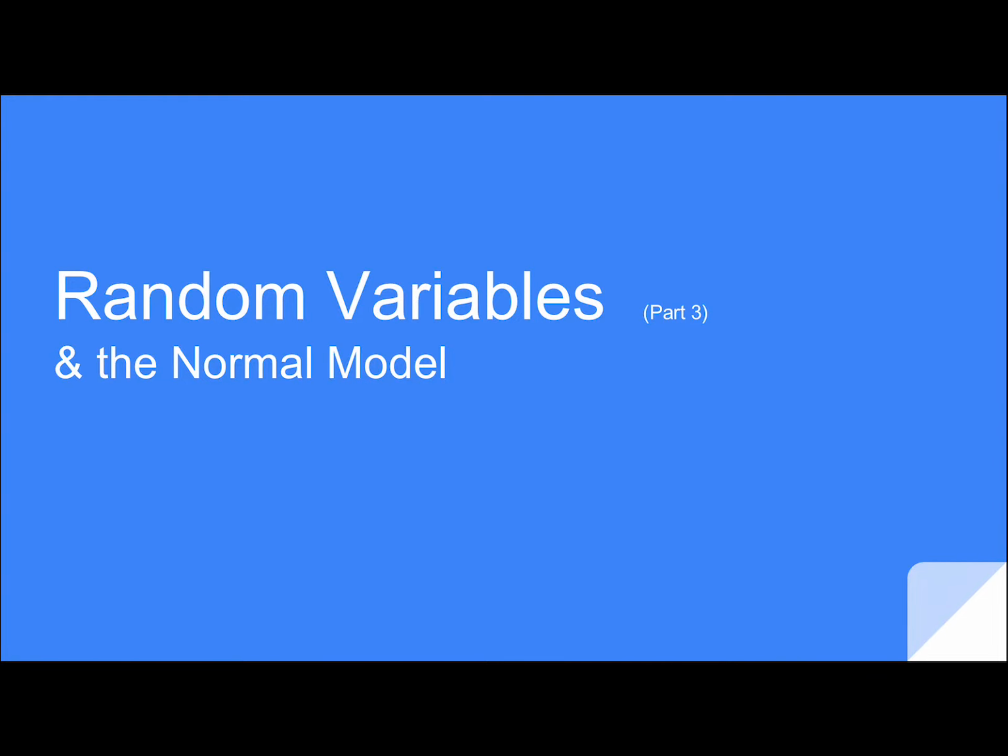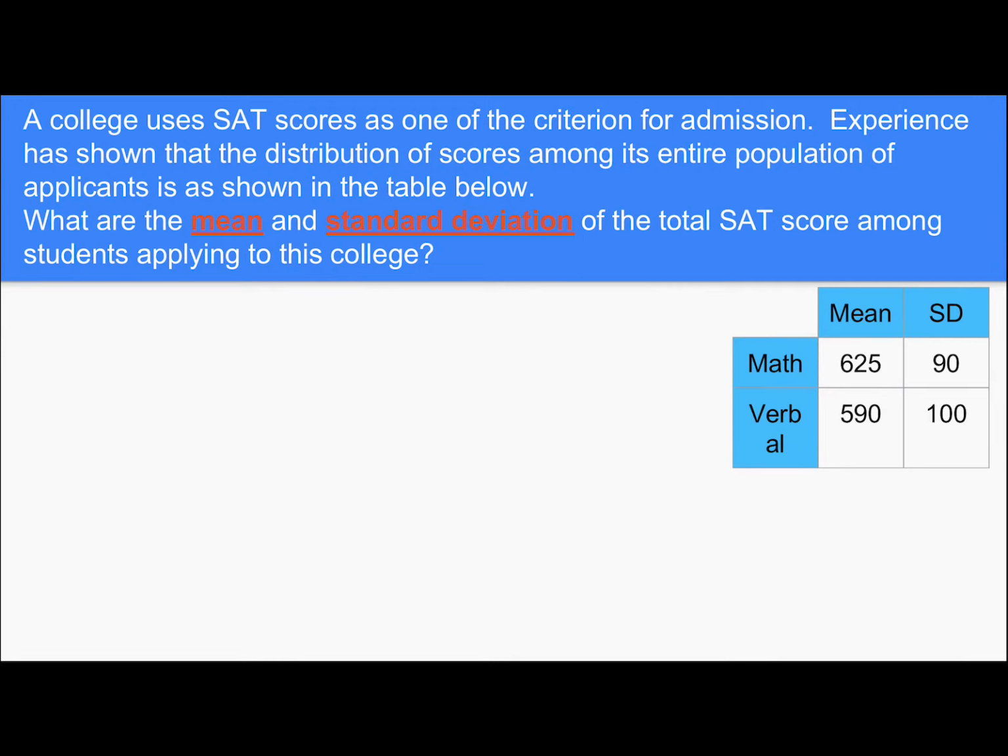So in this lesson, we're going to combine a lot of the knowledge that we've learned in previous lessons. So the first example: a college uses SAT scores as one of the criteria for admission. Experience has shown the distribution of scores among its entire population is in the table below.